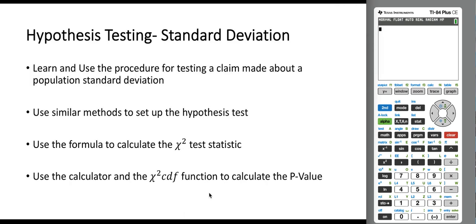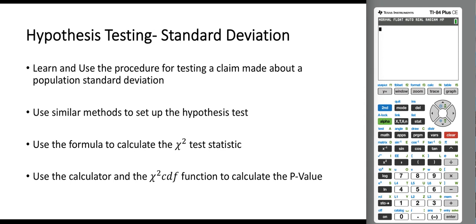What we're going to do specifically in this screencast is I want you to learn the procedure for testing a claim made about a population standard deviation, and I want you to use that procedure. The procedure requires us to use similar methods to set up the hypothesis test: how we identify the null hypothesis, how we identify the alternative hypothesis. It's going to be similar to what we did with the population proportion and population mean.